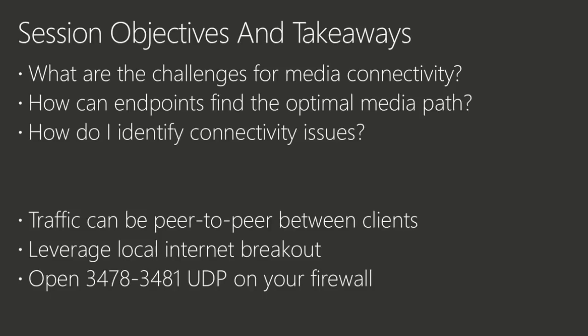So now, hopefully, we understand the challenges for media connectivity, what makes it difficult. We understand how we find the most optimal media path, and we know with these tools how I can identify connectivity issues. The traffic can be peer-to-peer, between clients directly, and from the client to the server. That's important when you design your network and plan for the traffic. It's important that you leverage local internet breakout if you can. And very, very important, make sure that all the ports are open, 3478, 79, 80, 81, well, just all of them.